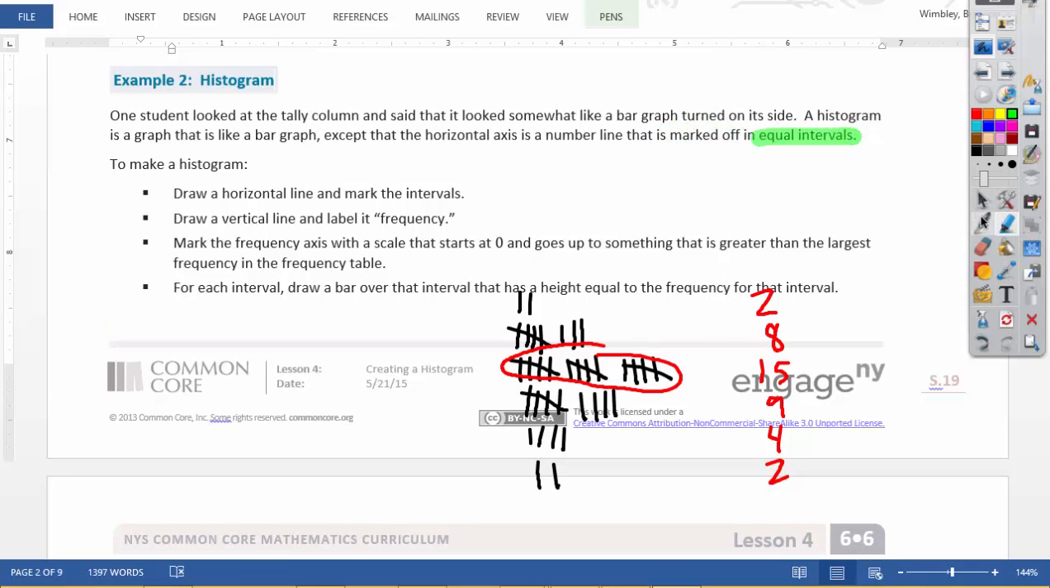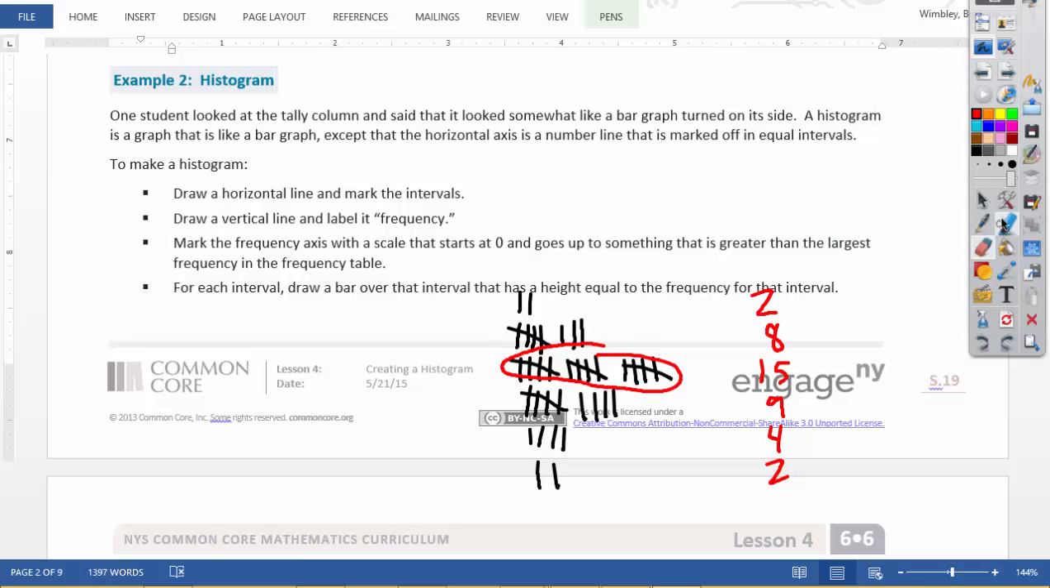Equal intervals. A bar graph has just one number that it is responsible for showing data for. A histogram is going to show equal intervals. So this could be 1 to 2. This one might be 12 to 13. But it's going to be those equal intervals that we'll see.